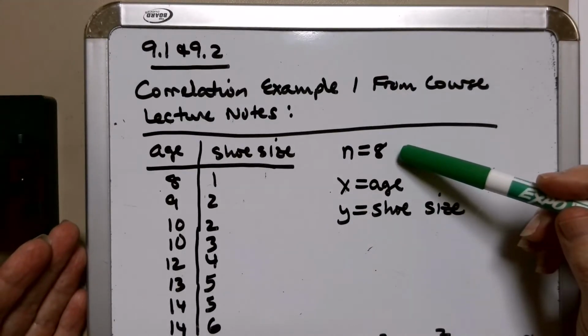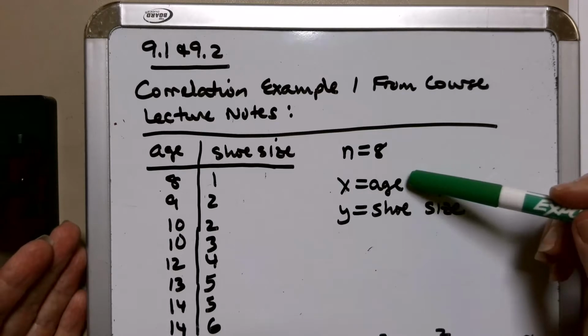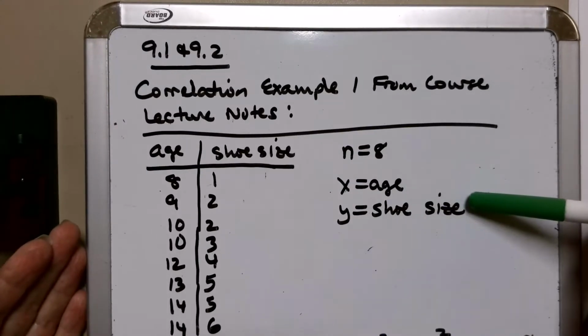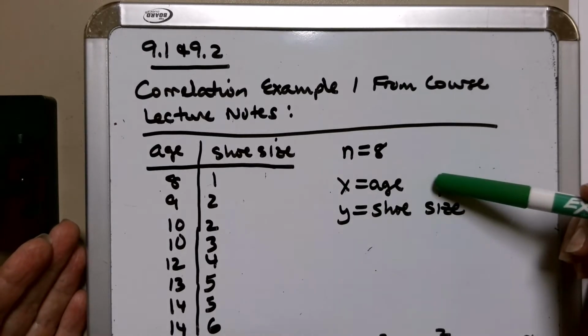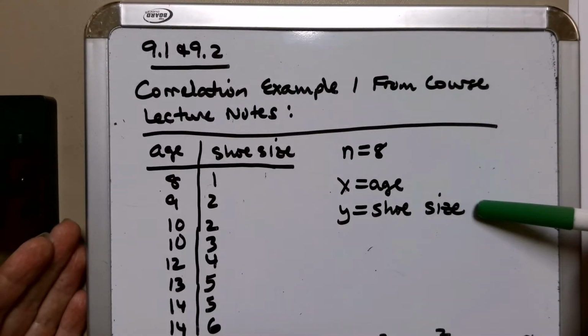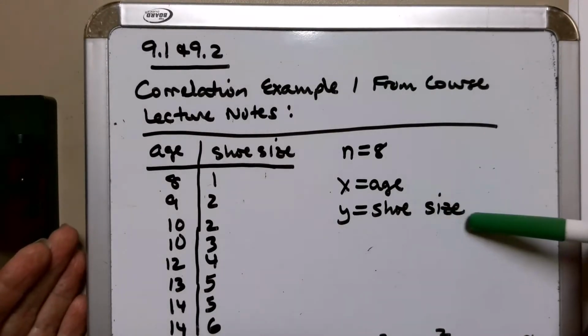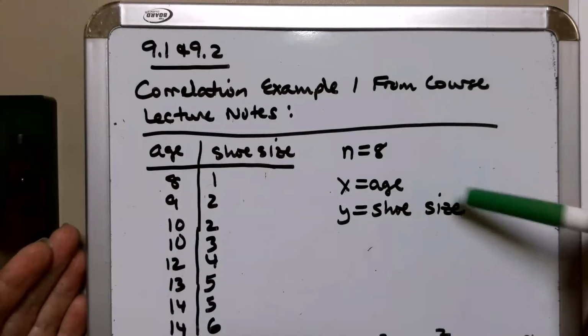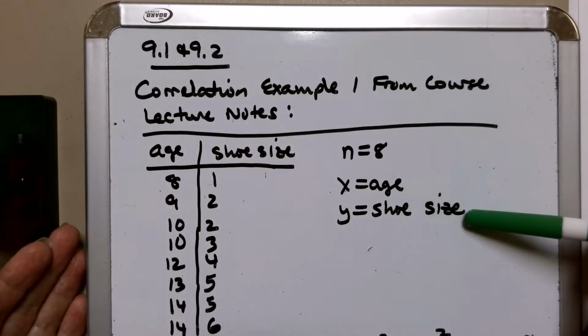Looking at this example, we have 8 data pairs, so that's our sample size, 8, that's n. X, the independent variable, is age, and Y, the dependent variable, is shoe size, because the shoe size of the youth depends on the youth's age. As someone gets older, their shoe size gets larger, and it's not the other way around. Age doesn't depend on shoe size. So that's why X is age, Y is shoe size, the dependent variable.